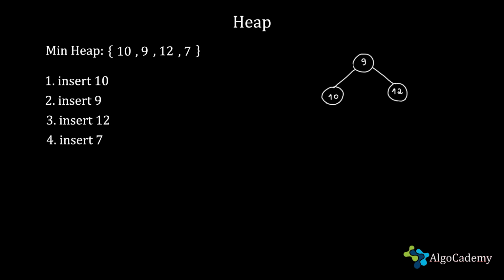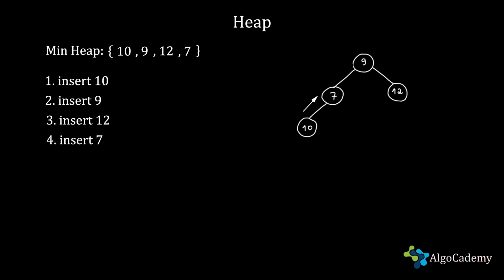Let's move on and insert the value 7. The lowest level is level 1, which is now completely filled. It has two nodes. So our new node will be the first node of level 2, which is the left son of node 10. Does this node satisfy the min heap property? It doesn't. 7 is less than 10. So what we are going to do is swap the values in these two nodes.